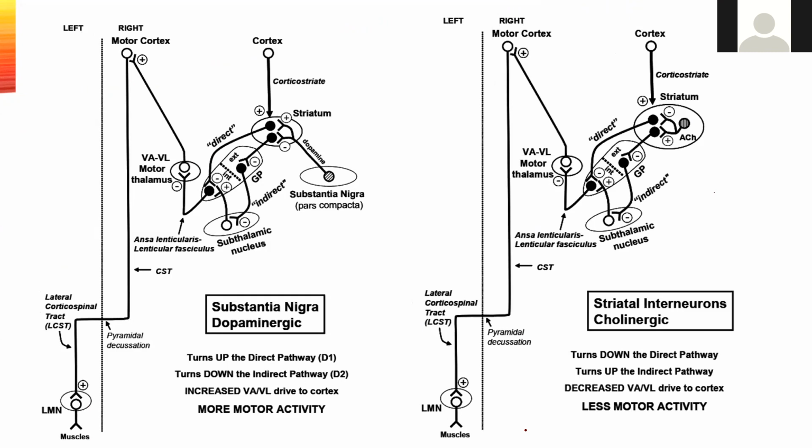In this second image, we have the substantia nigra, the different pathways of the substantia nigra. The substantia nigra, as said before, has two parts. We have the pars compacta and the pars reticulata. The pars compacta is made up of dopaminergic neurons, which are excitatory neurons, while the pars reticulata is made up of cholinergic neurons, which are inhibitory neurons.